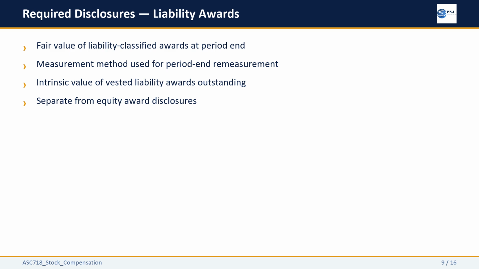For liability classified awards, the disclosure requirements include the fair value of those awards at period end, because unlike equity awards, the measurement does not freeze at grant date. You must also disclose the method used to determine that period-end fair value, which is important because the remeasurement drives the income statement volatility that readers need to understand. If any liability awards are vested but not yet settled, disclose their intrinsic value. These disclosures are presented separately from the equity award disclosures to avoid confusing two very different measurement frameworks.